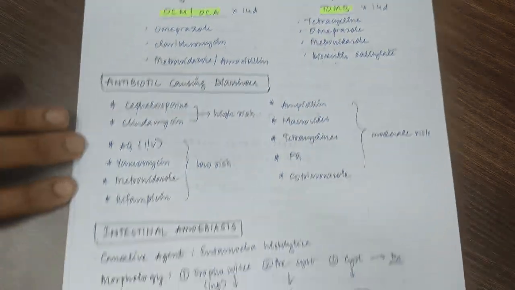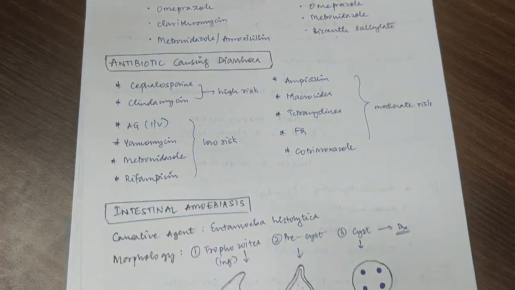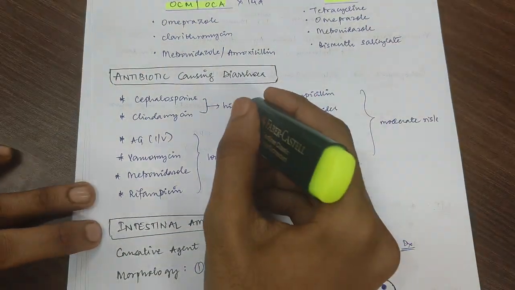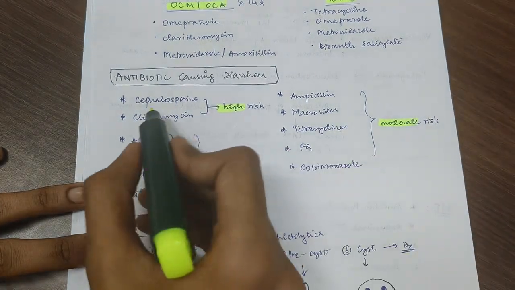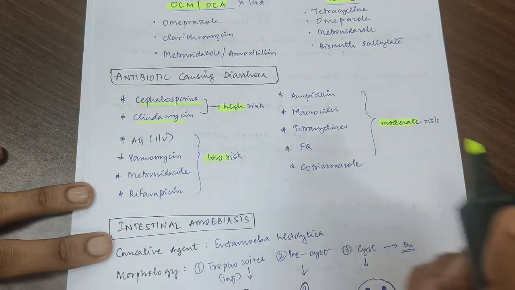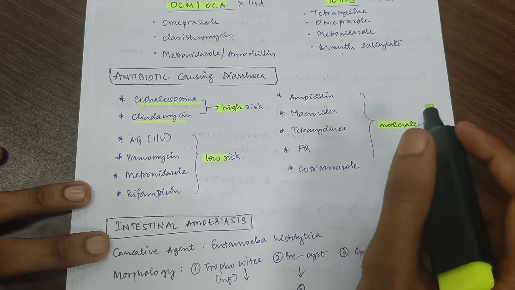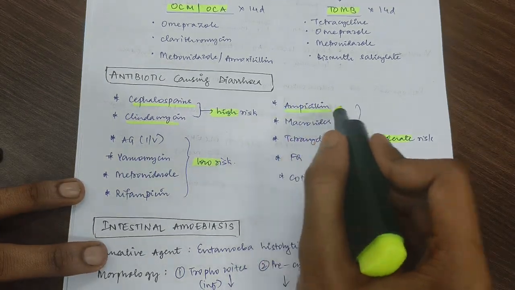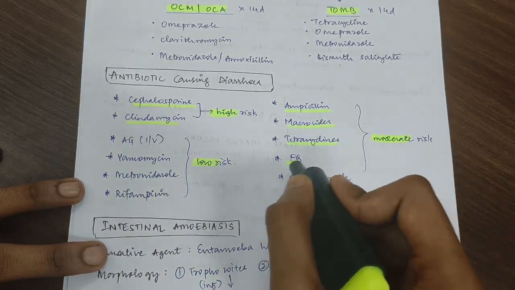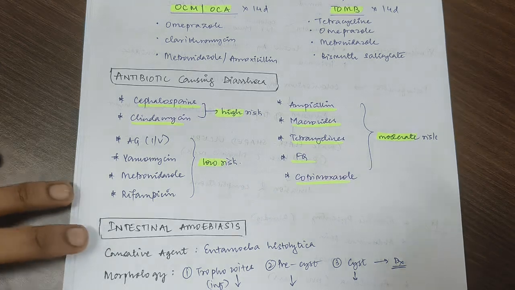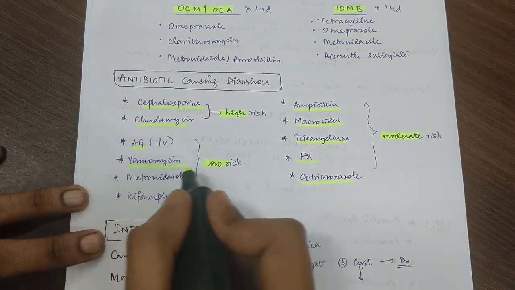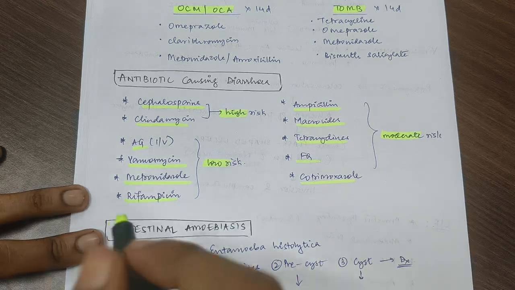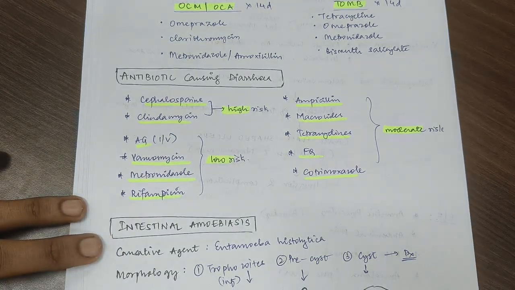Okay. So what are the antibiotics which are going to cause diarrhea? There are three groups: high risk, moderate risk and low risk. In the high risk, cephalosporins and clindamycin most commonly cause diarrhea. In the moderate, you are going to see ampicillin, macrolides, tetracyclines, fluoroquinolones and cotrimoxazole. Low risk, you are going to see aminoglycosides, vancomycin, metronidazole and rifampicin. Were you able to see that?